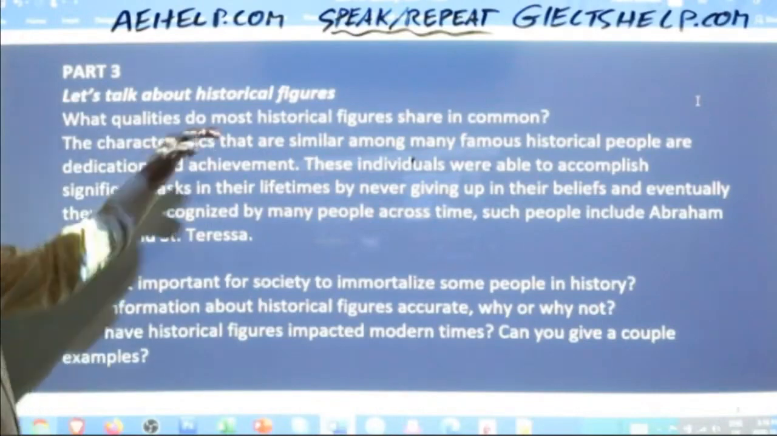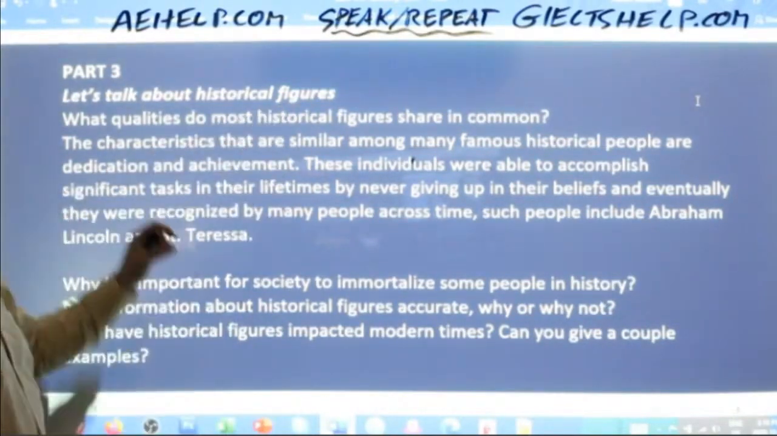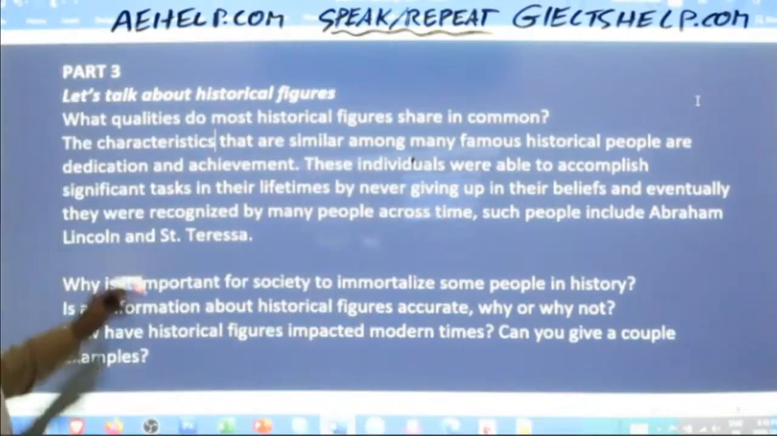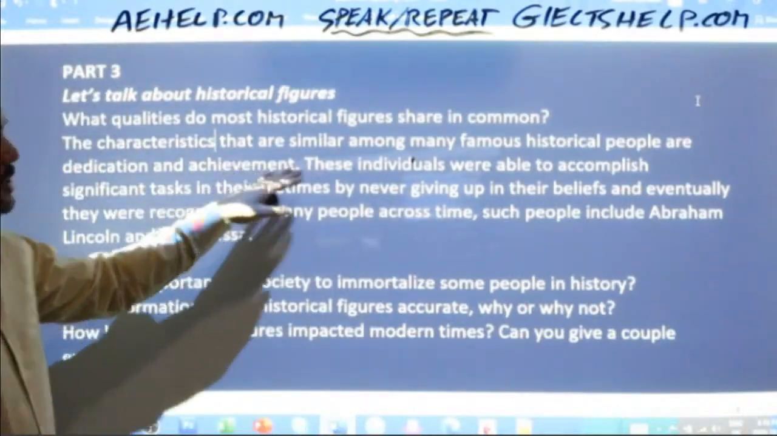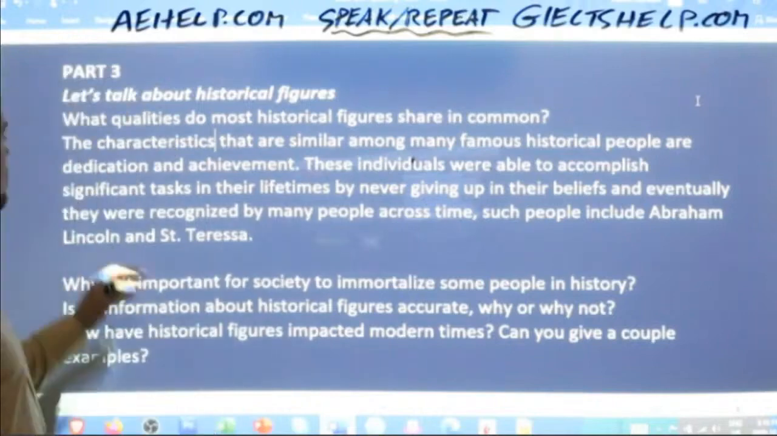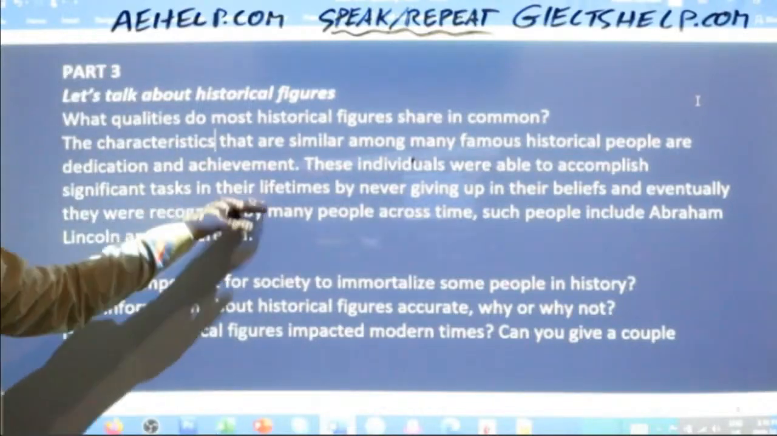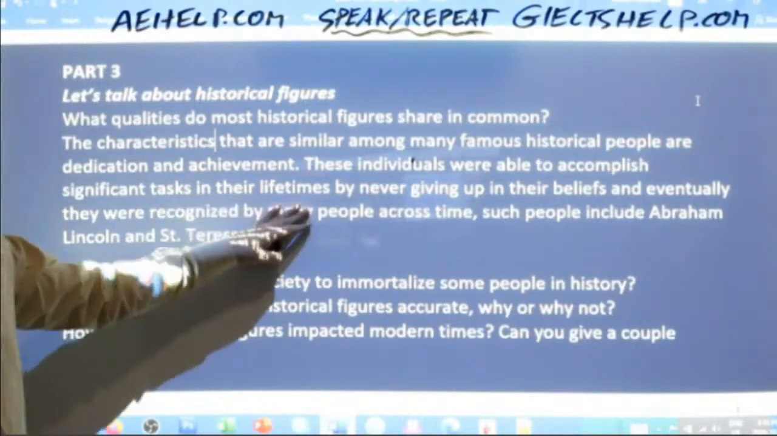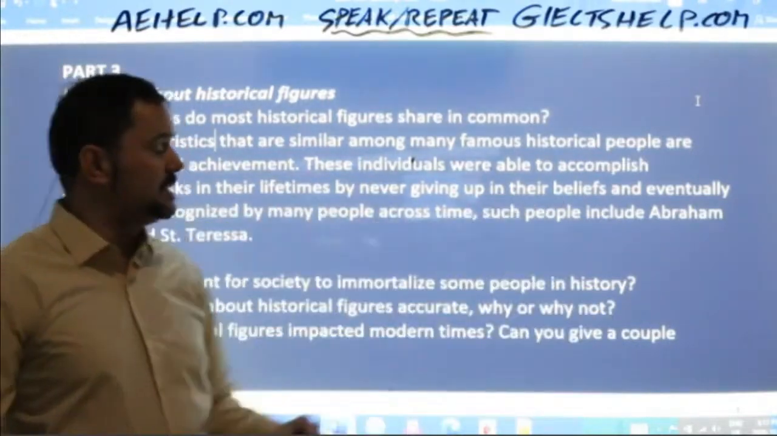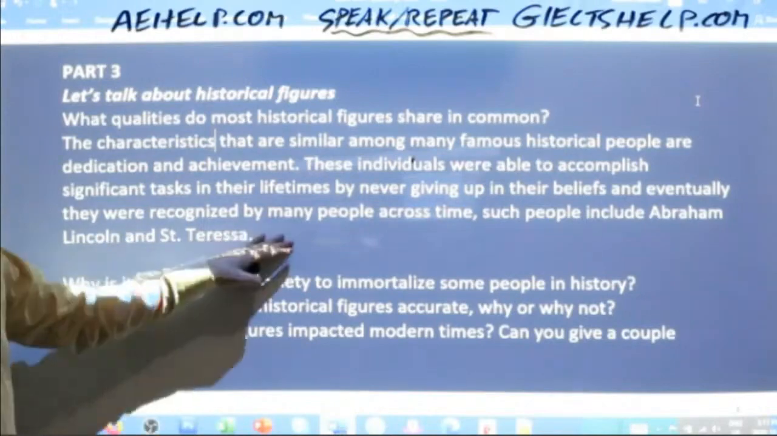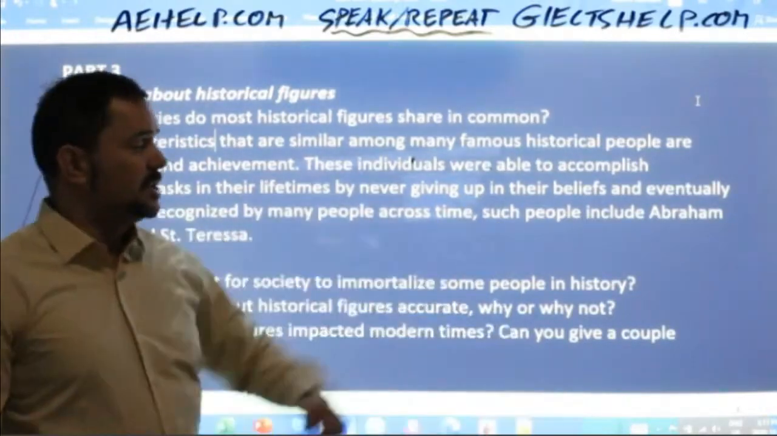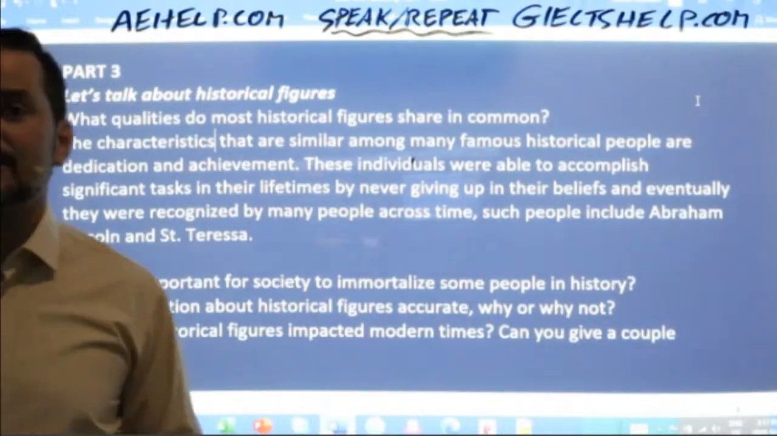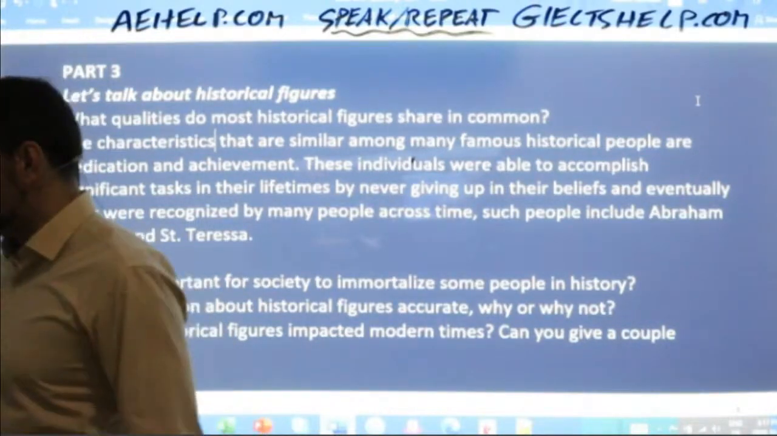Let's talk about historical figures, historical people. What qualities do most historical figures share in common? The characteristics that are similar among many famous historical people are dedication and achievement. These individuals were able to accomplish significant tasks in their lifetime by never giving up in their beliefs and eventually they were recognized by many people across time. Such people include Abraham Lincoln and Saint Teresa, okay, who was formerly known as Mother Teresa.